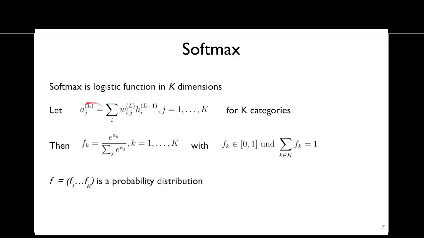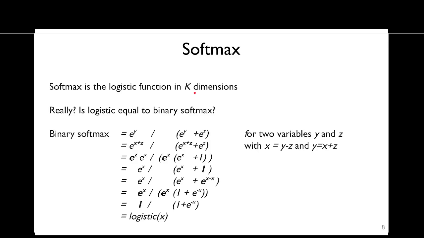And now we use this weighted sum in the following formula. We define f_k, where this lowercase k is now ranging over the classes, so in our case of the digits, 10 digits. And we build e to the power of a_k divided by the sum over all classes j of e to the power of a_j. And this means that f_k is between 0 and 1, and the sum over all classes of these f_k's is 1. So we have essentially defined a probability distribution with this vector f_1 to f_K. And interestingly, this softmax function is the logistic function in K dimensions.